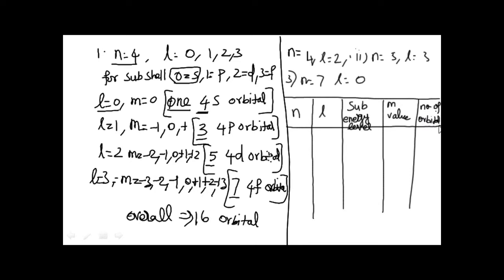What is the first one? N value 4, L value 2. The sub-energy level depends upon the azimuthal quantum number. L equal to 2 means d orbital. N equal to 4 means 4d orbital. Minus 2, minus 1, 0, plus 1 and plus 2. So how many orbitals? 5 4d orbitals.